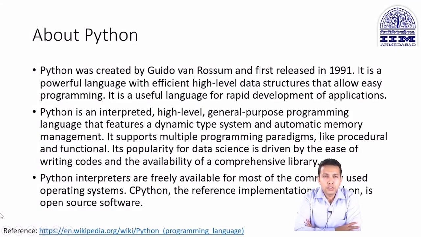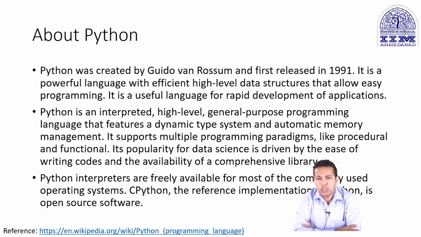So, Python was first created by Guido van Rossum and released in the year 1991. It is a very powerful programming language with efficient high level data structures. Python became popular around 2005-2006 when the people in the area of data science started using Python for programming and they started releasing the packages in Python. It is an interpreted high level general purpose programming language that features a dynamic type system and automatic memory management.